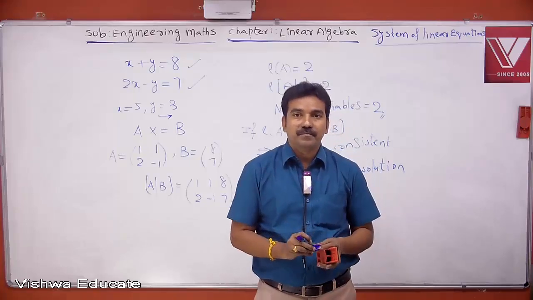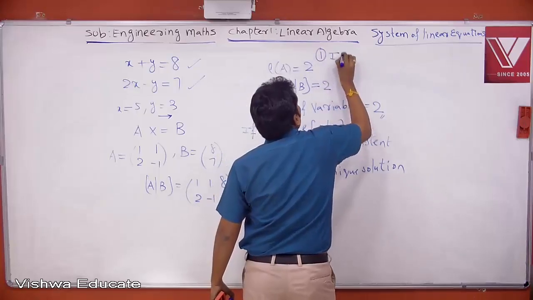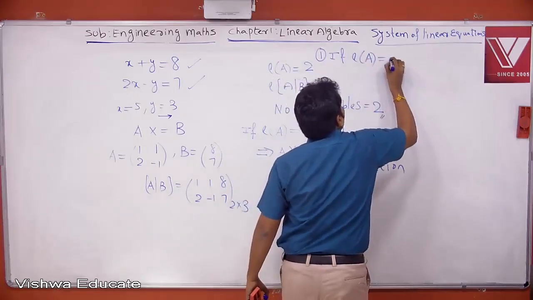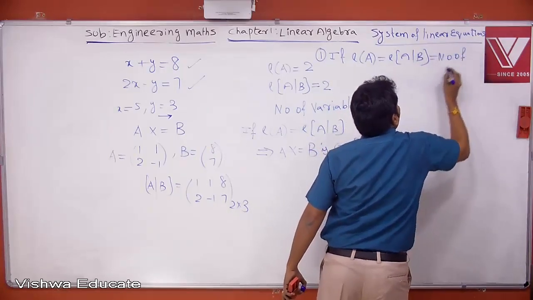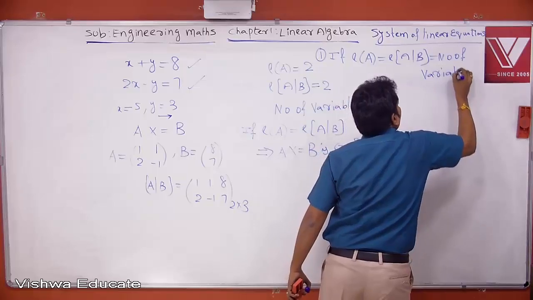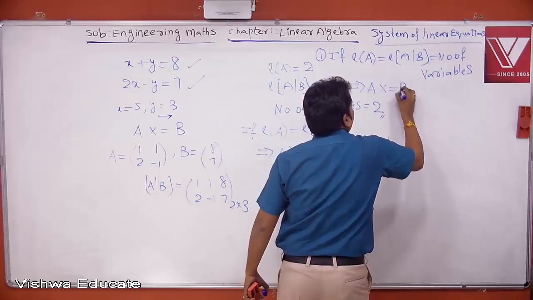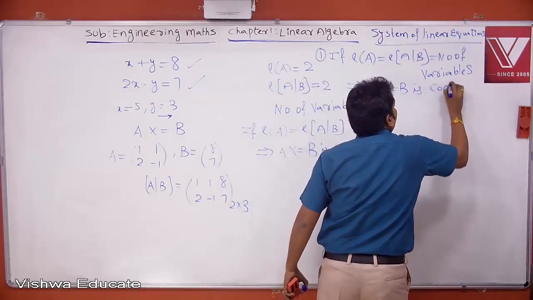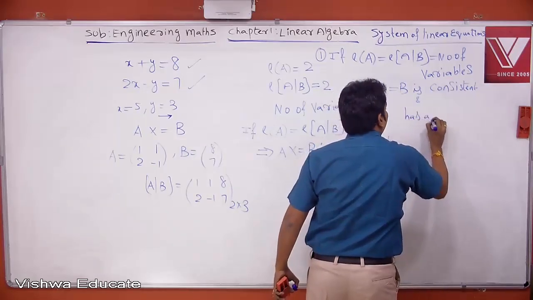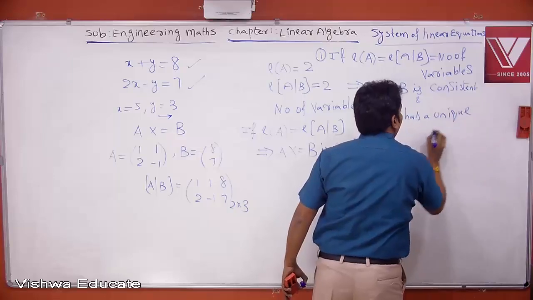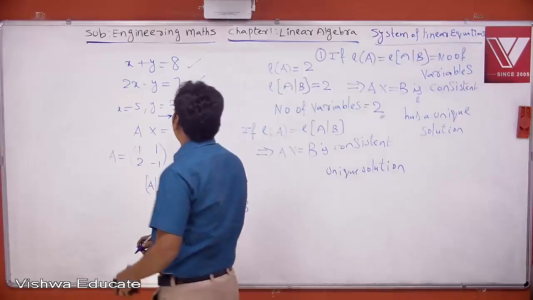Case 1. If rank of A equal to rank of A slash B equal to number of variables, implies AX equal to B is consistent and has a unique solution.